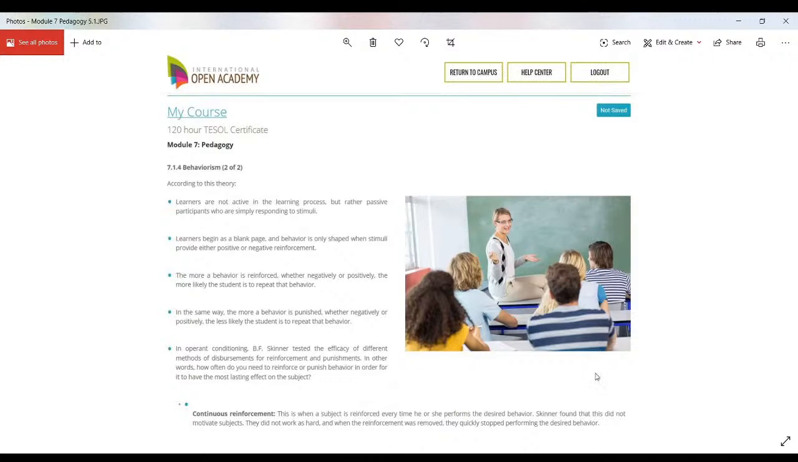Okay, there's a sub bullet here, which is about continuous reinforcement. This is when a subject is reinforced every time he or she performs the desired behavior. Skinner found that this did not motivate subjects. They did not work as hard, and when the reinforcement was removed, they quickly stopped performing the desired behavior.